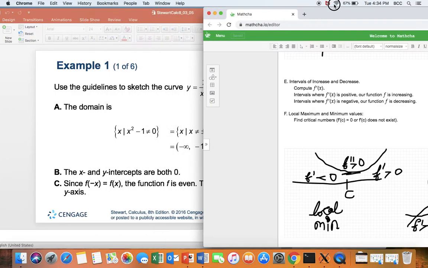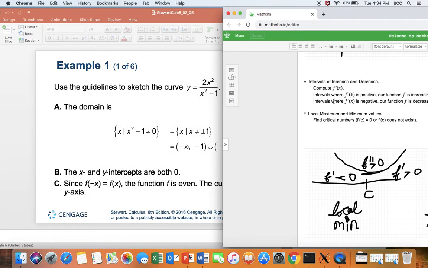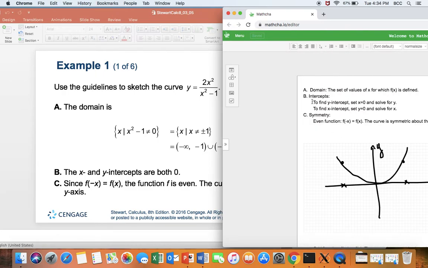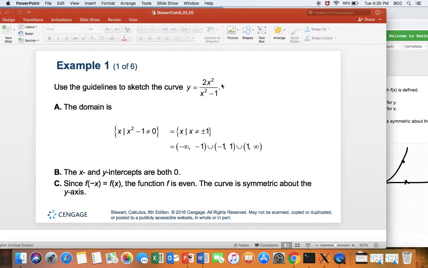Next part is find the x and y intercepts. To find the y-intercept, set x equals 0. To find the x-intercept, set y equals 0. If you set y equals 0, the fraction is 0, the numerator is 0, so x will be 0. So y equals 0 gives you x equals 0, x equals 0 gives you y equals 0. So x and y intercepts are both 0.